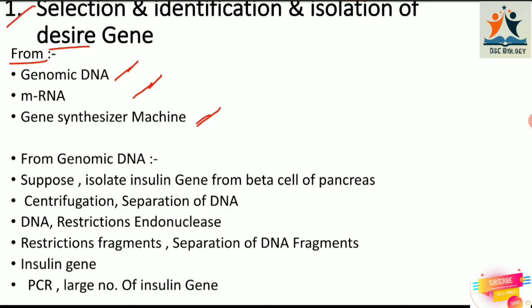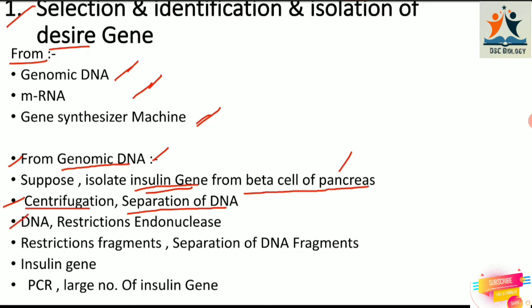Number one, how can we isolate our desired gene from genomic DNA? Suppose our desired gene is the insulin gene that we want to isolate. This insulin gene is present in the beta cells of the pancreas. So first of all, we isolate the beta cells of the pancreas, then perform centrifugation, and by the centrifugation we separate all the components of the cells: protein, DNA, they all get separated.